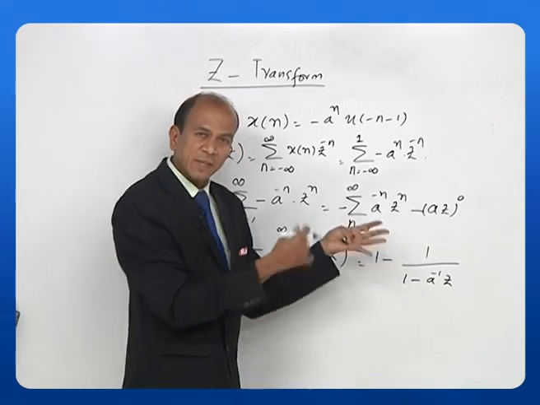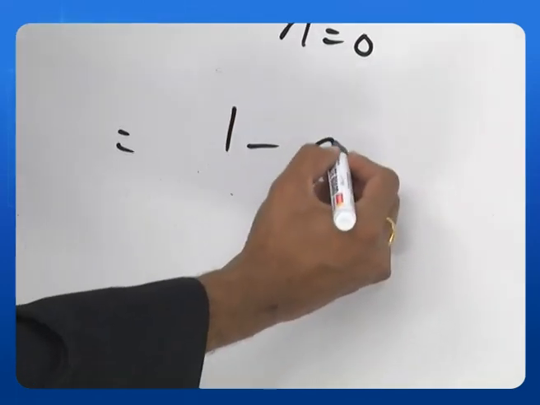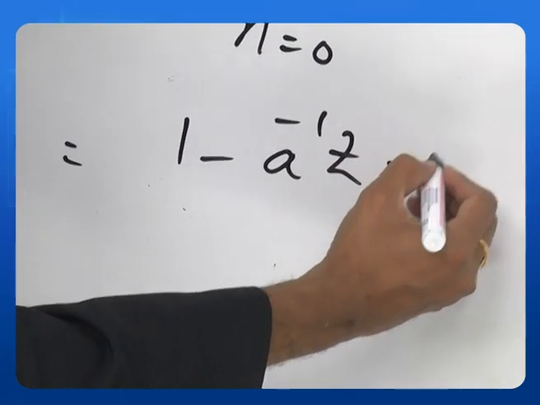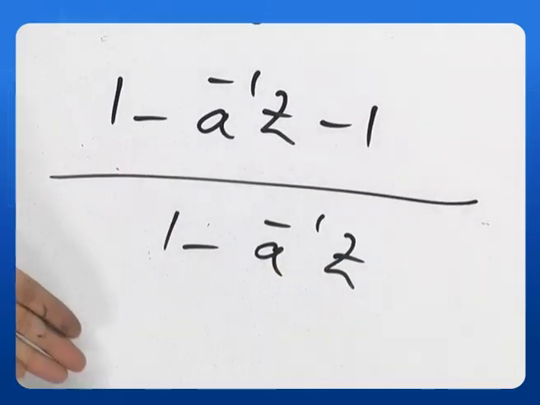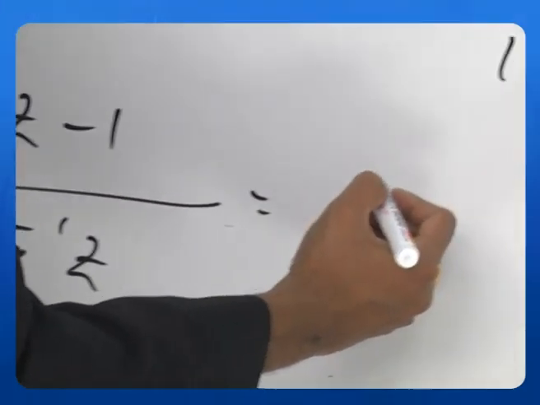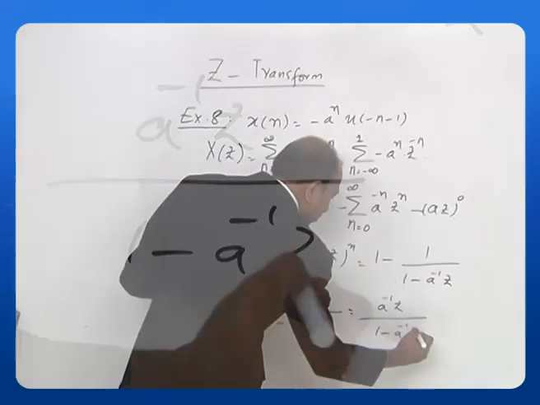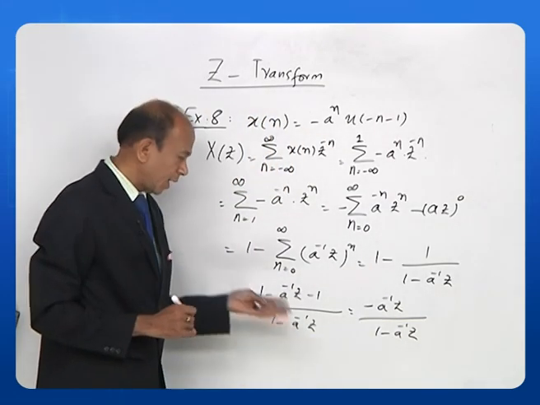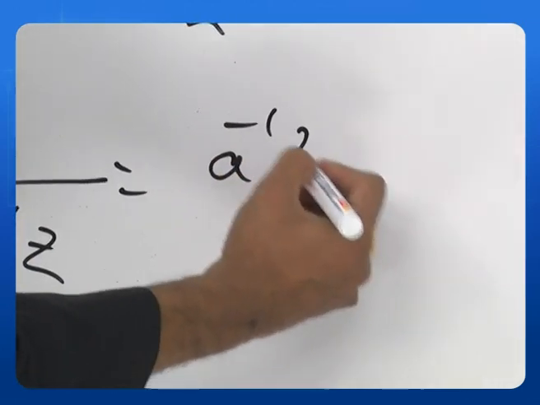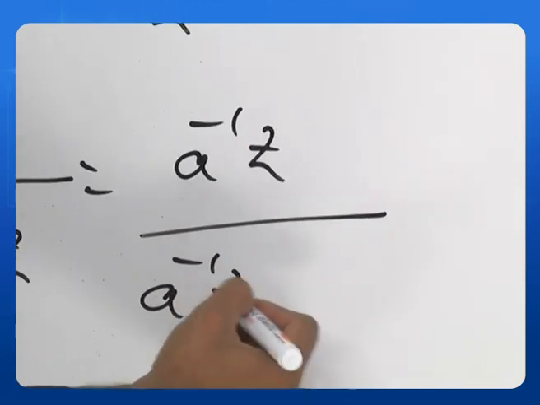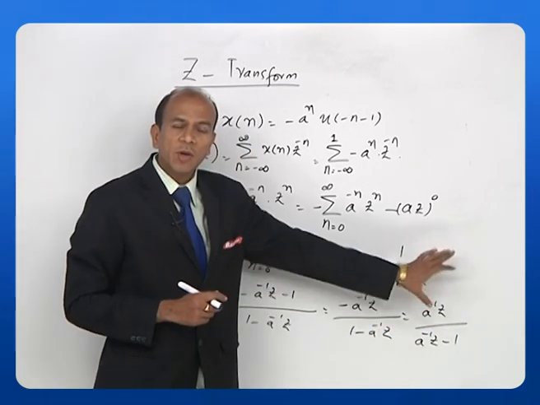Okay. So, let us take the LCM here. So, it will be 1 minus a to the power of minus 1 z minus 1 by 1 minus a to the power of minus z. So, this will be equal to a to the power of minus 1 z by 1 minus a to the power of minus z, negative sign. Okay, so we can just change this. I can write this as a to the power of minus 1 z by a to the power of minus 1 z minus 1, just taking the negative sign outside. So, this is the z transform of the given signal.